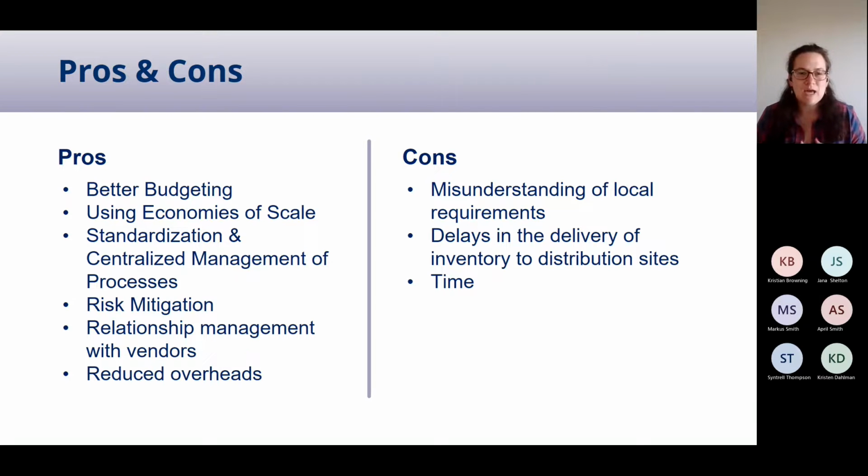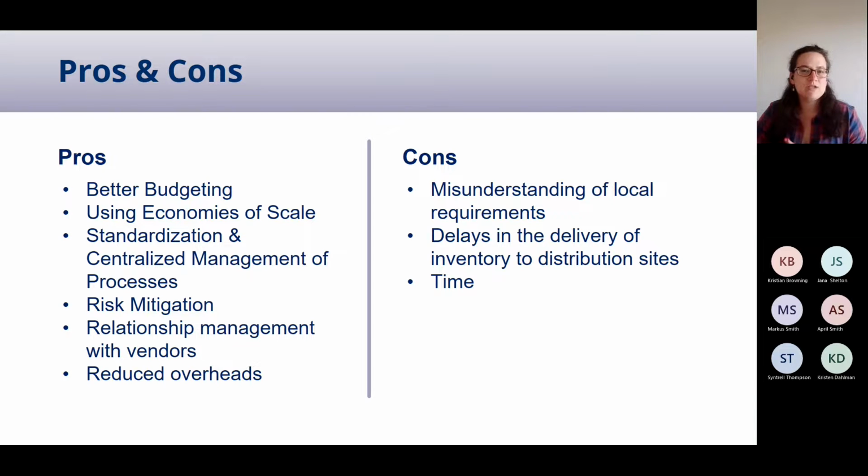So this will increase the amount of time it takes to actually get product to your distribution sites. And then finally, kind of along those same lines, time. Depending upon your agency or your statewide program's current setup, and how many different diaper banks you're partnering with, different procurement entities that might be working on this project right now, it could definitely take some time to transition to a centralized process and be able to really get that set up well, compared to if you're currently working in more of a decentralized model.